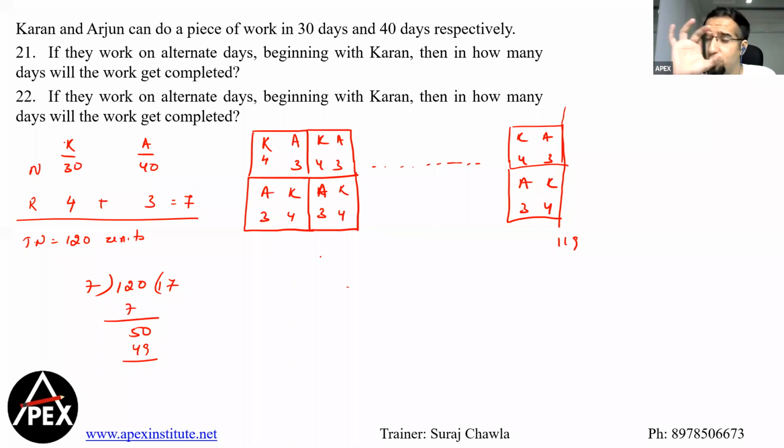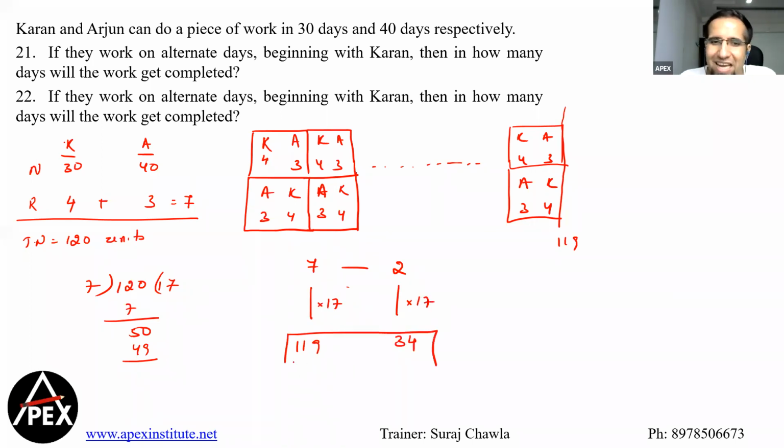So now our calculation will be same till here, okay? 7 units of work are done in 2 days. So 119 units of work means 17 such blocks. So 2 into 17, up to 34 days, 119 units are done. Doesn't matter if A starts the work or B starts the work. Is this point clear? Quick responses, please.